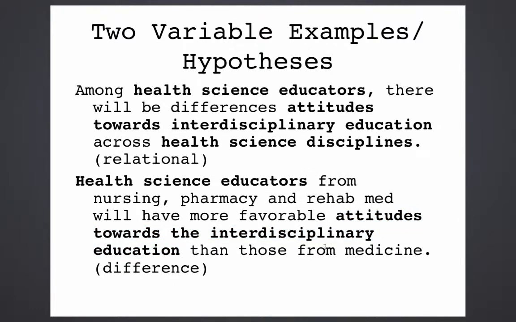It's kind of embedded across the hypothesis. So you see nursing, pharmacy, and rehab stated first, and then finally medicine is stated at the end. Your challenge, when you're reading this as a consumer of research, is to visualize the theory that the researcher has in their mind.